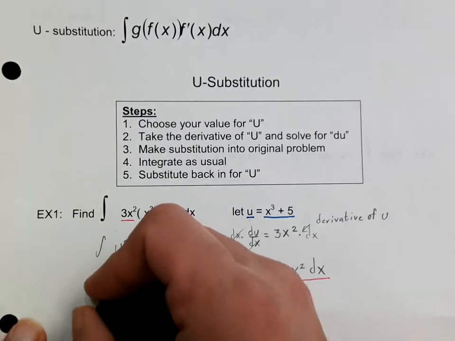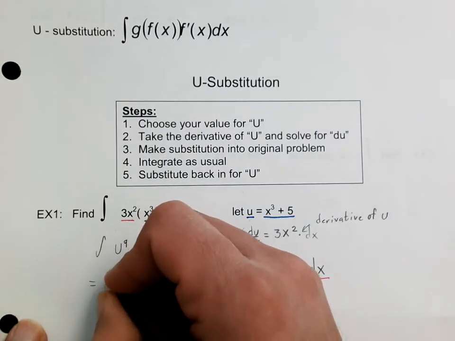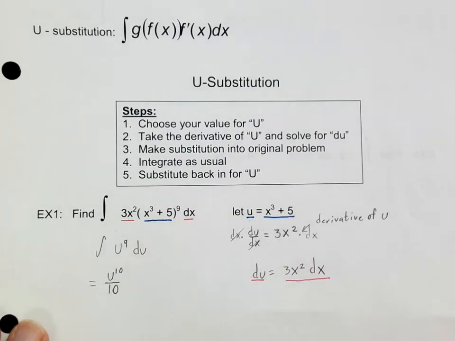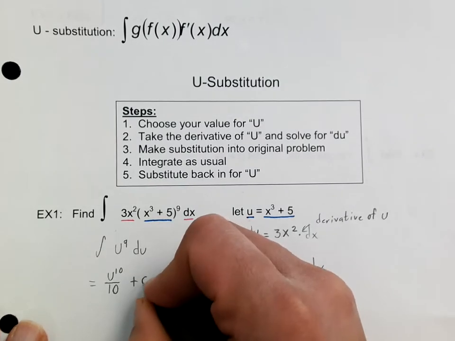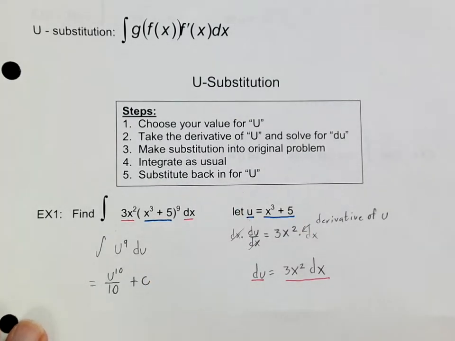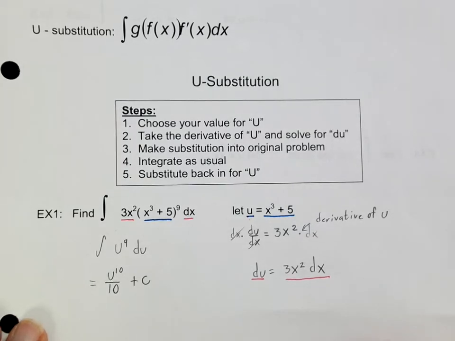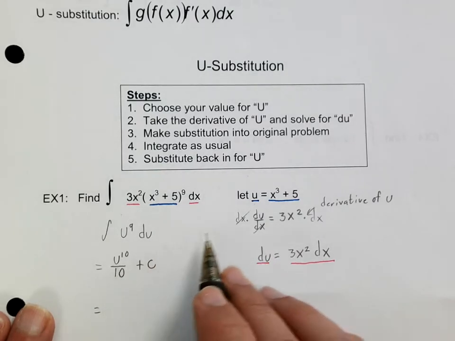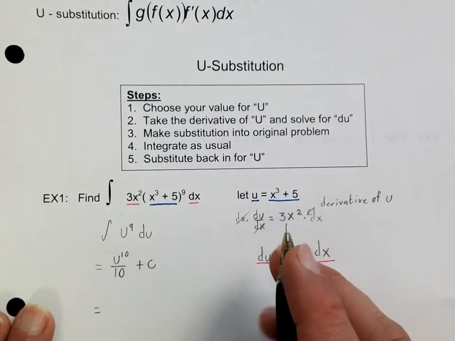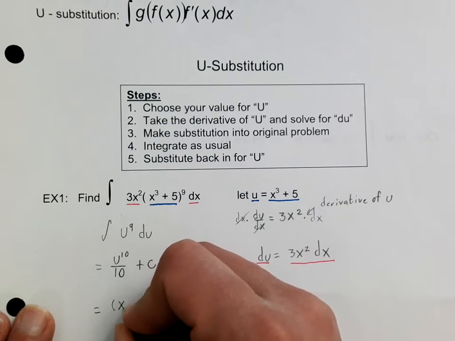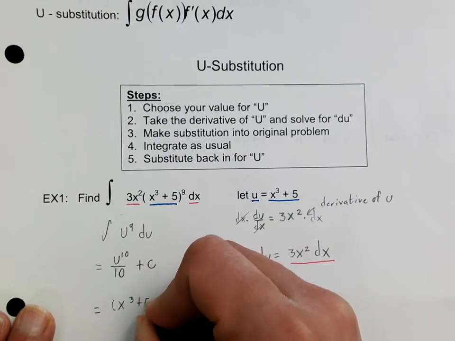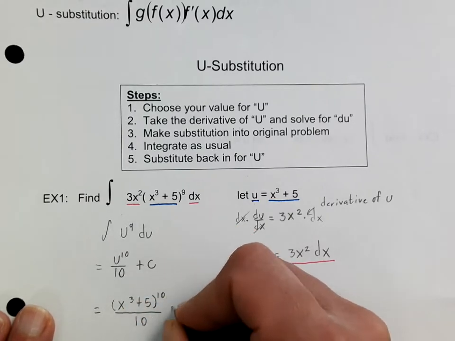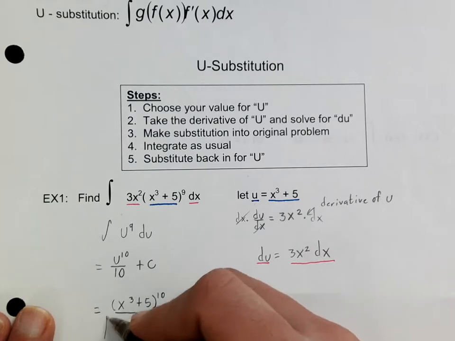So this right here is going to be equal to u to the 10th power over 10. So now I'm taking the antiderivative plus c. Now once you're actually done with that, you're going to substitute back. What I mean by that, instead of u, I'm going to come back and rewrite x cubed plus 5. So I have x cubed plus 5 to the power of 10 over 10 plus c. Right, and that would be your answer.